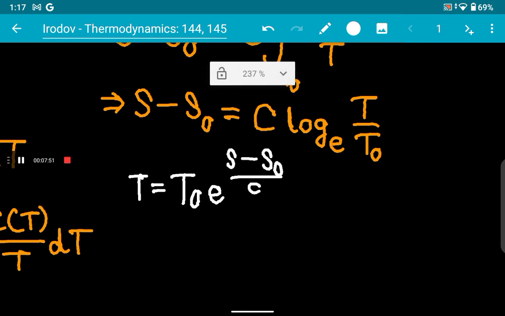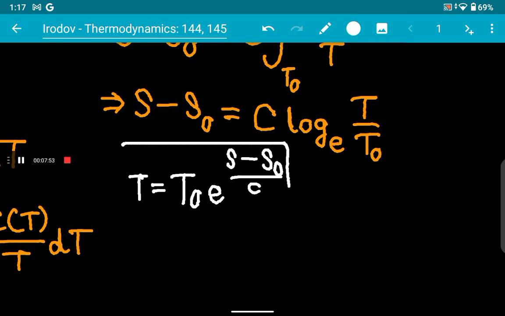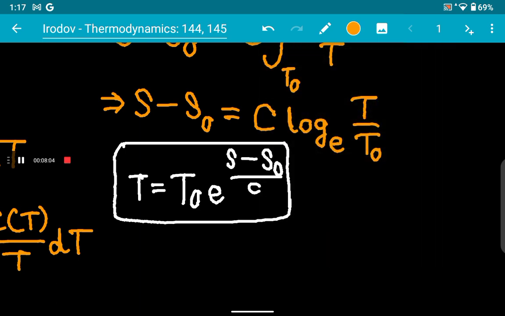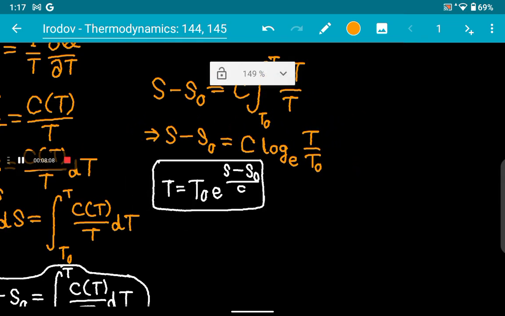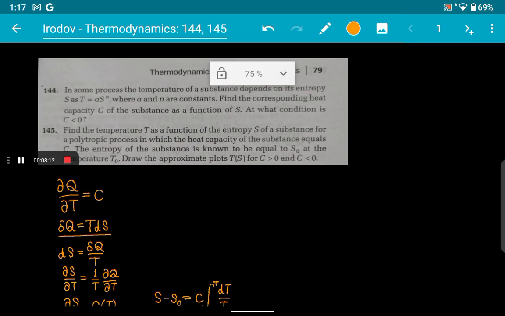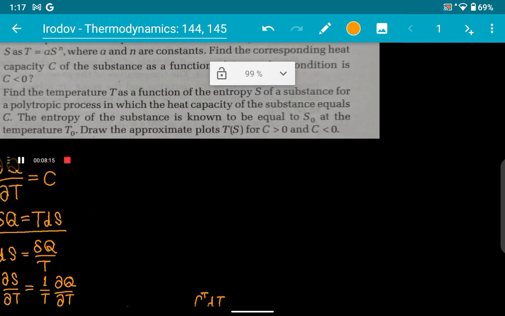For the second problem, that's basically your temperature as a function of entropy. It was an easy one, but a nice one. You may mess this up if you don't have the basic concept of temperature, entropy and these things. Now let's come to the first one. This appears to be even easier.